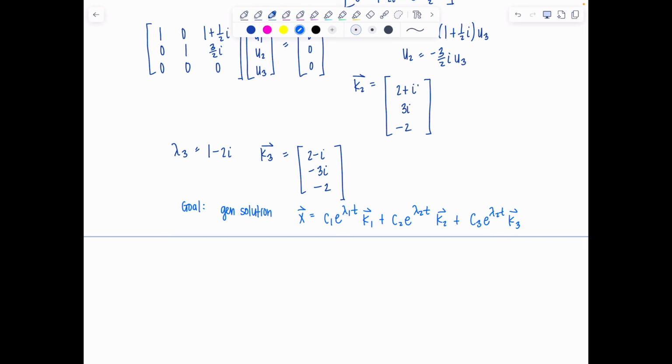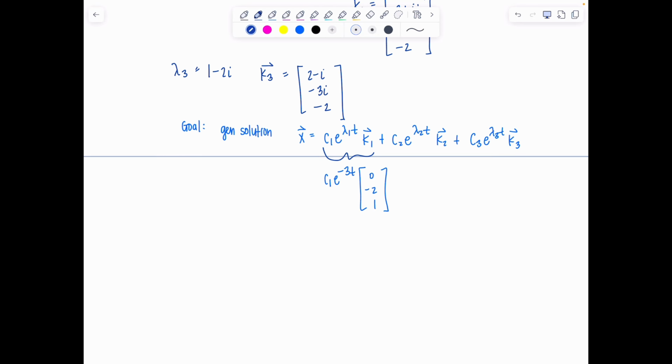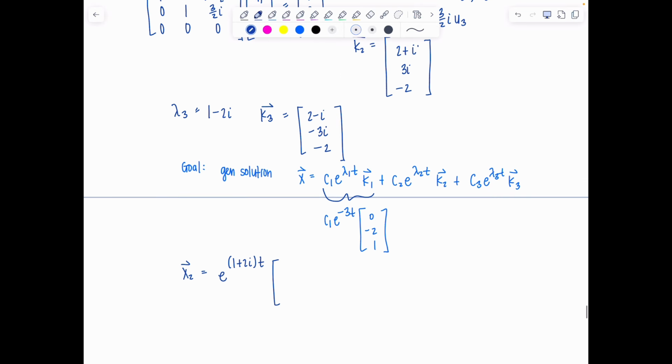Okay, so let me just deal with, we already know this one. This one's real. Ah, thank you. Okay. So we already have the first one, right? That's the real one. We already have c1 e to the negative 3t times 0, negative 2, 1. That's done. Now let me go ahead, start playing around with x2, and we'll use Euler's identity. So x2 is e to the, we had 1 plus 2i t times, what was our eigenvector? 2 plus i, 3i, negative 2. Good?